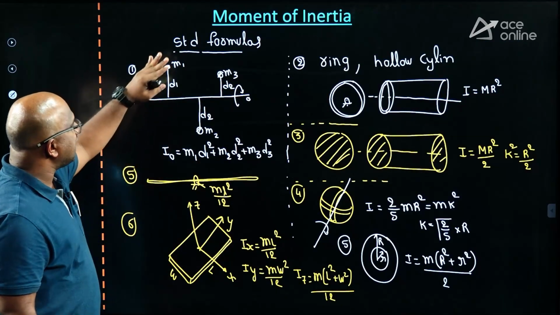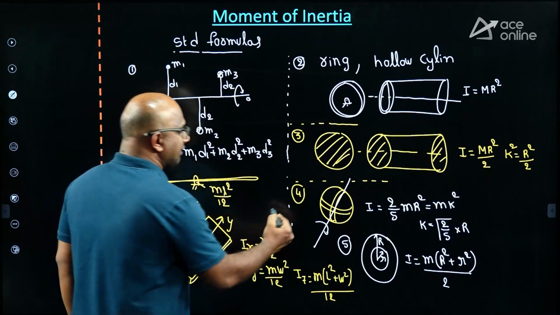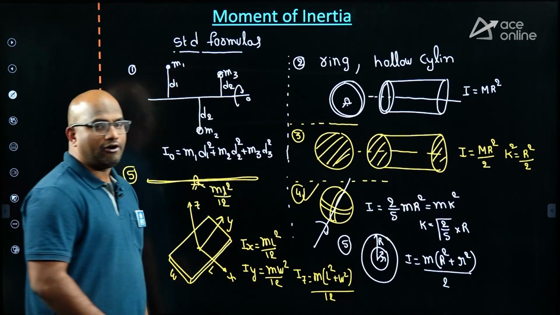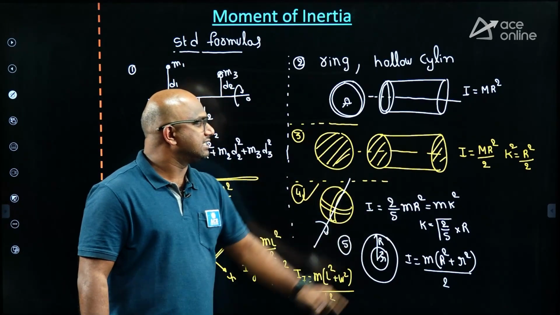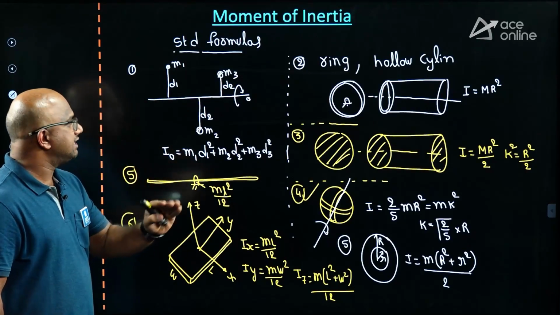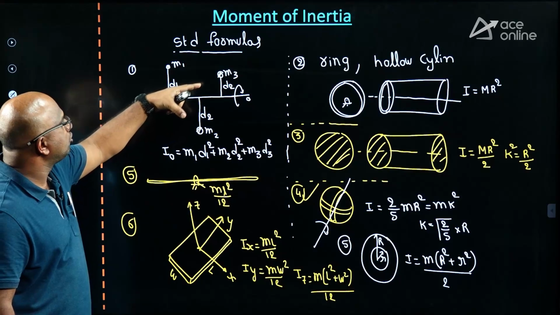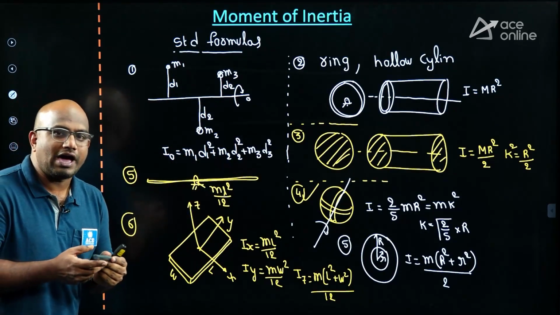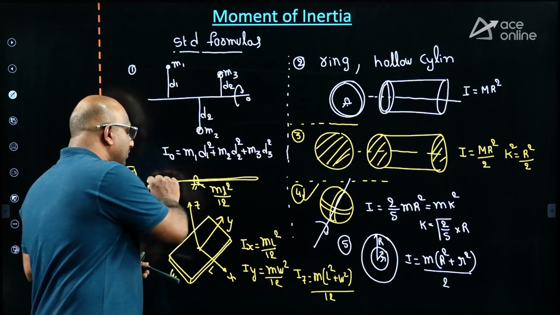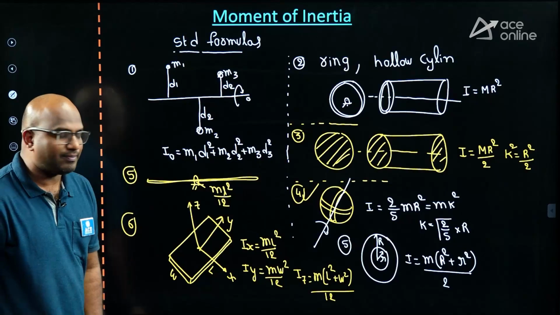First we'll talk about the inertia of a sphere, guys. How much? 2 by 5 mr square. If I take point masses, it is m1 d1 square, m2 d2 square, m3 d3 square, like this. If I have a slender bar, a simple bar, then about the axis through its center it will be ml square by 12.